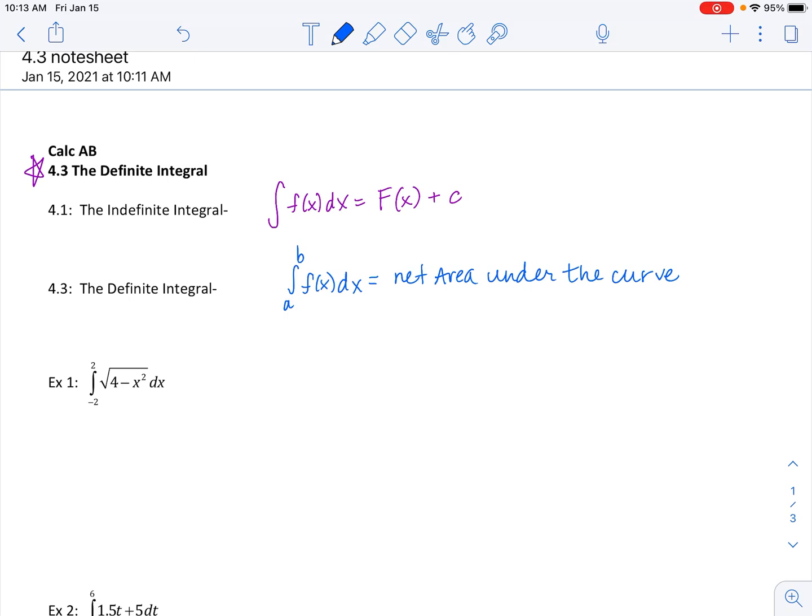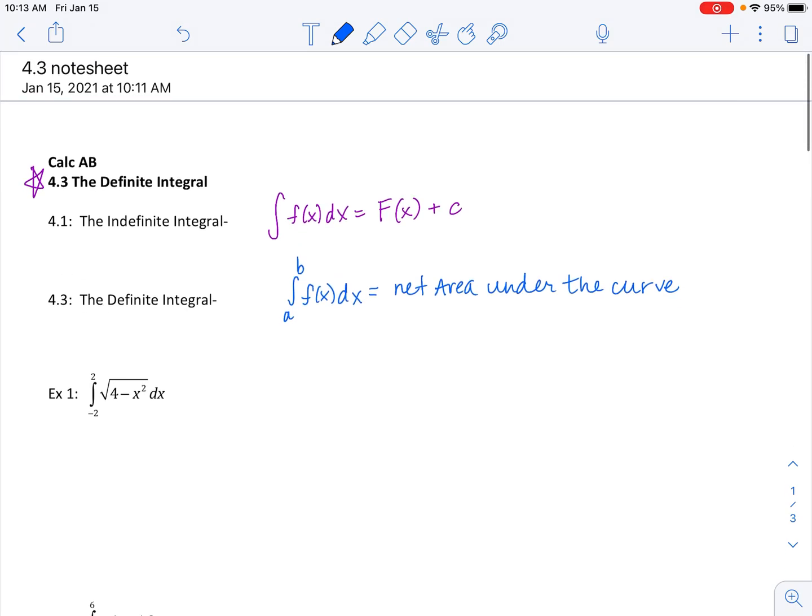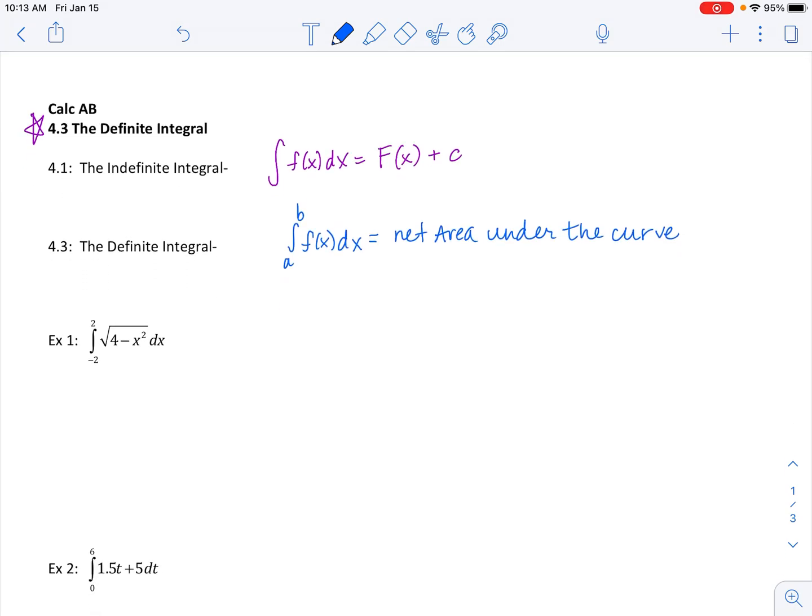Moving on to example 1, let's see if we can make sense of this. What we've got here is some limits on a function. This integrand means we're talking about the function y equals square root of 4 minus x squared. And these are x values that limit what portion of the x-axis we are talking about. To come up with this answer, we are going to try to sketch it. So here's -2 and 2 on the x-axis.